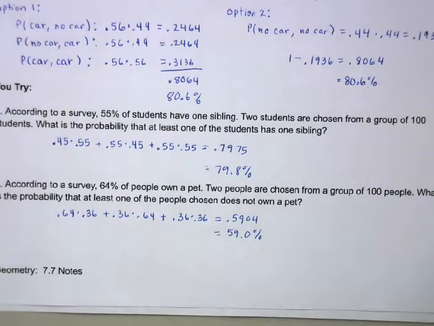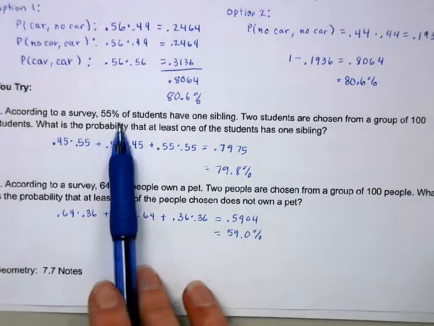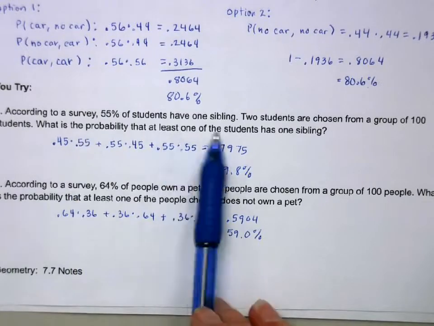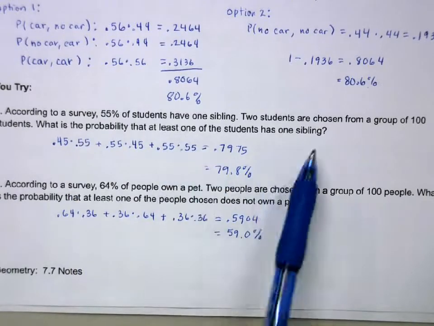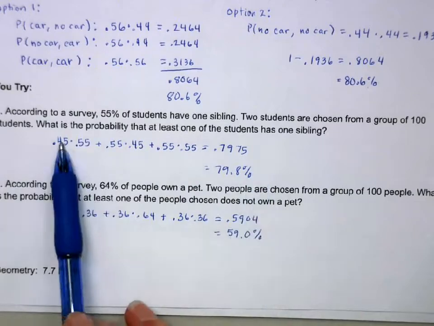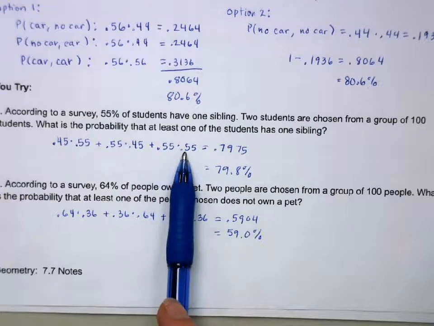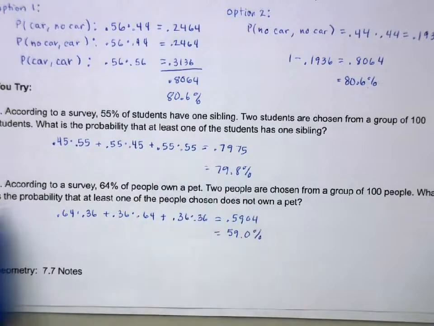In this example, 55% have one sibling. If you choose 2 people out of the population of a group of 100, what is the probability of at least one of the students having one sibling? So you can either add one has one sibling, one doesn't, twice, or they both have one sibling. You get this. Or you can find the probability that they do not have one sibling and then multiply those together and subtract from 1. So you should get 79.8% for that.